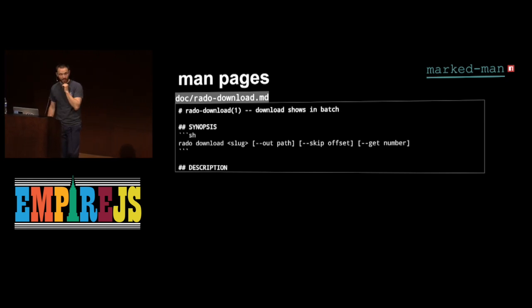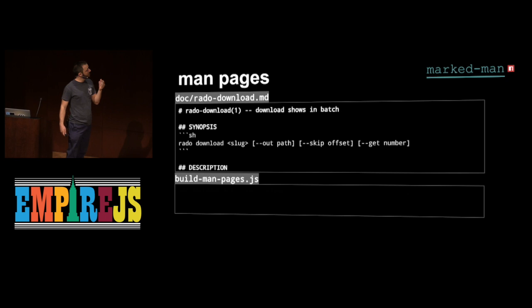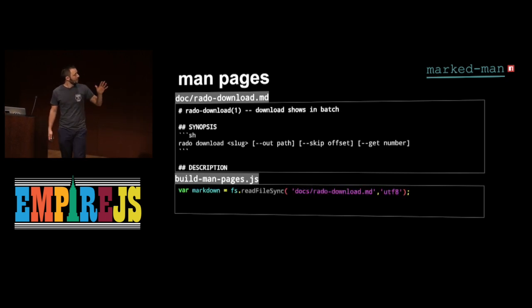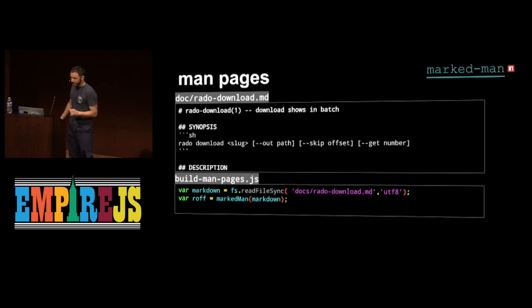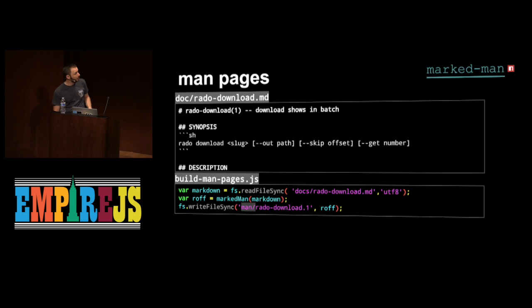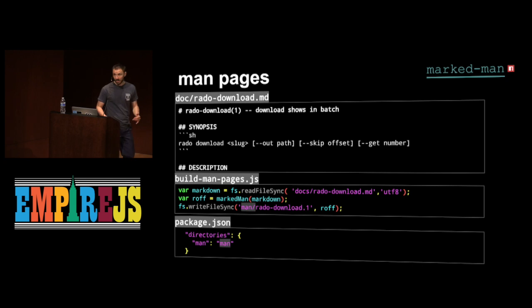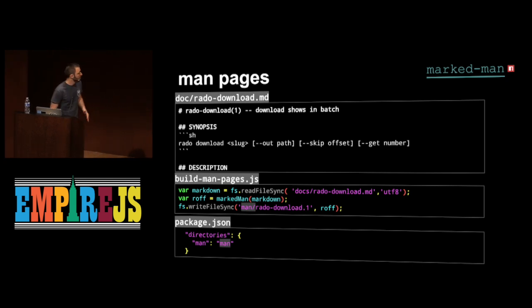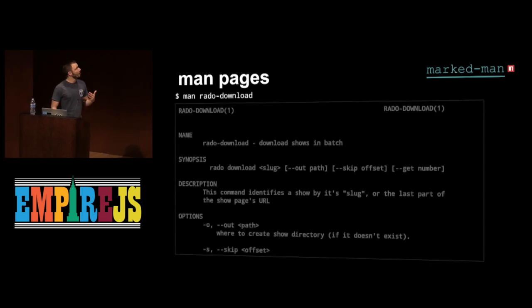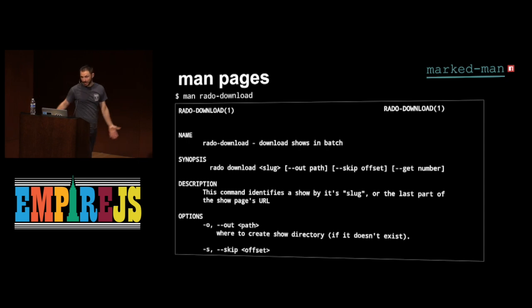So we have a script to build these things into man pages. It's very simple. We read the markdown, we run it through, we convert it to ROFF, and then we write the man file format, the ROFF, to the man directory. Finally, we just have to tell npm where these man pages are, so when npm installs, it will know to link all these man pages. So once we do that, and once we npm install this tool, then when we run man rado download, we get this nice, pretty man page, and we look super professional and great, and that's awesome.